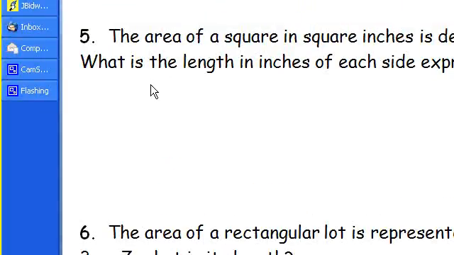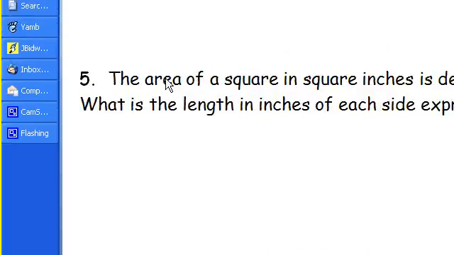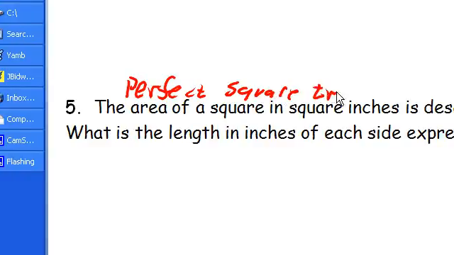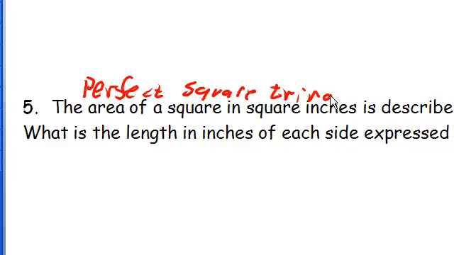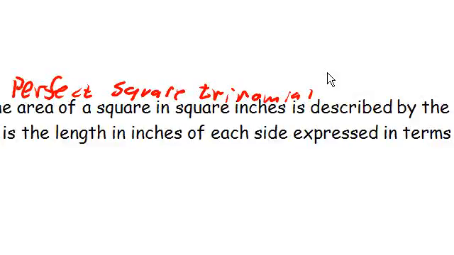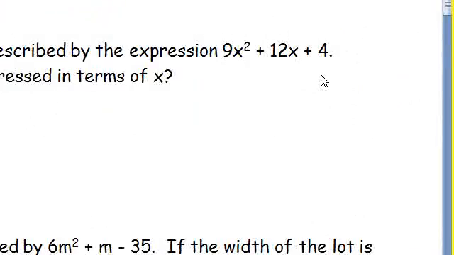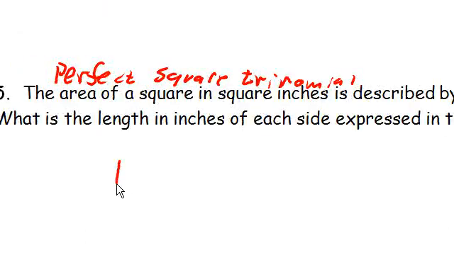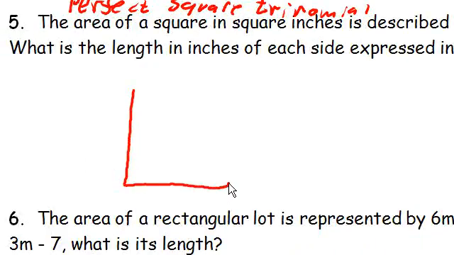All right, number 5. Number 5 is one of our special cases of factoring polynomials, because this is a perfect square trinomial. The reason it's called a perfect square trinomial is because the area that the trinomial represents, 9x squared plus 12x plus 4, is a perfect square.